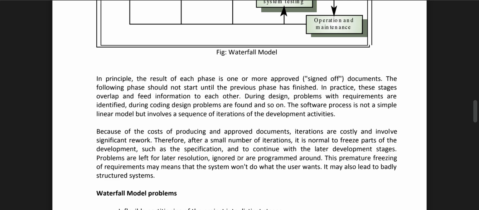The software process is not a simple linear model but involves a sequence of iterations of the development activities. Because the costs of producing and approving documents are high, iterations are costly and involve significant work. Therefore, after a small number of iterations, it is normal to freeze parts of the development, such as the specification, and to continue with the later development stages. Problems are left for later resolution, ignored, or programmed around.